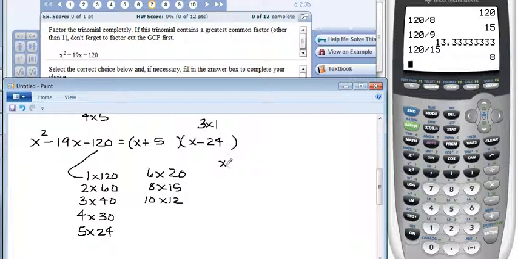So we've got x squared, that's our first term. Then we've got negative 24x and a positive 5x. And 5 times 24 gives me the negative 120. This makes the negative 19. Check.